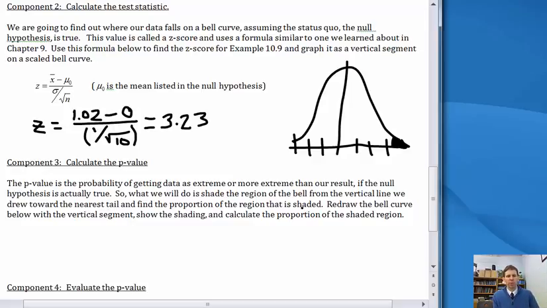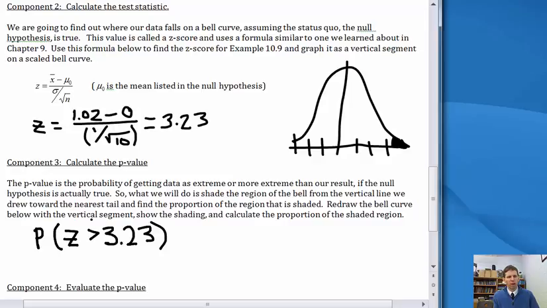And we'll find the proportion of the region that is shaded. Redraw the bell curve below with the vertical segment, show the shading, and calculate the proportion of the shaded region. Okay, I don't think we need to redraw the bell curve. We've kind of shown it here already. We've shown our shading, and the proportion we're looking for is the probability that z is greater than 3.23.